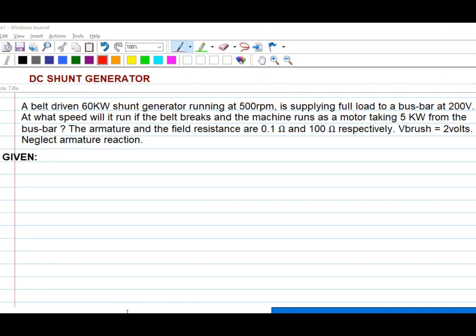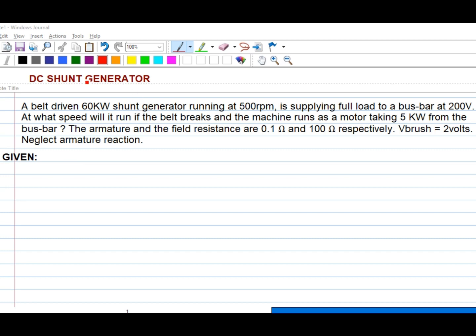Today in this example, a DC shunt generator: a belt-driven 60 kilowatt shunt generator running at 500 RPM is applying full load to a bus bar at 200 volts. At what speed will it run if the belt breaks and the machine runs as a motor, taking 5 kilowatts from the bus bar? Okay, first, let's write the given.